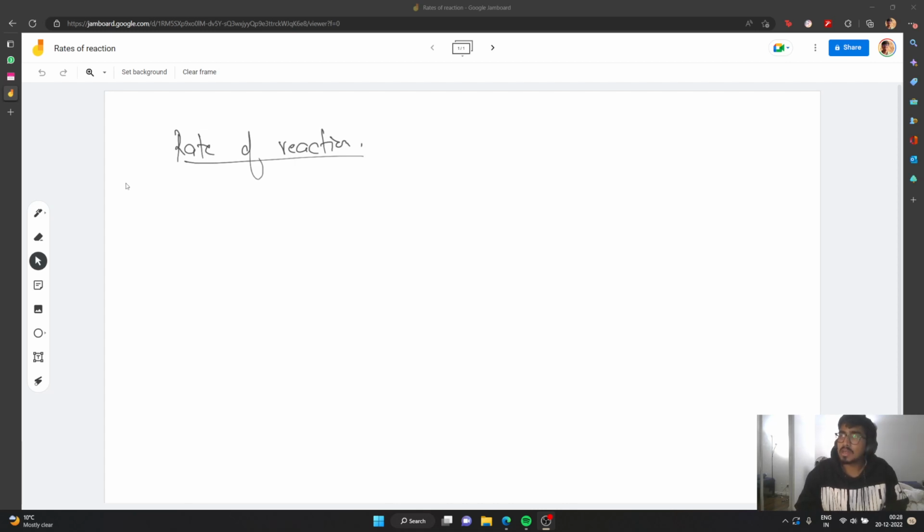Now we want to extend. We said that when a catalyst is added, the reaction does not shift to the left or the right, it just speeds up. It happens faster. If it's going to happen in 1 hour, it may happen in like 30 minutes. So that speeding up, that rate of reaction, is what we're going to see now. This will be a relatively very small chapter, so let's get on with it as quickly as possible.